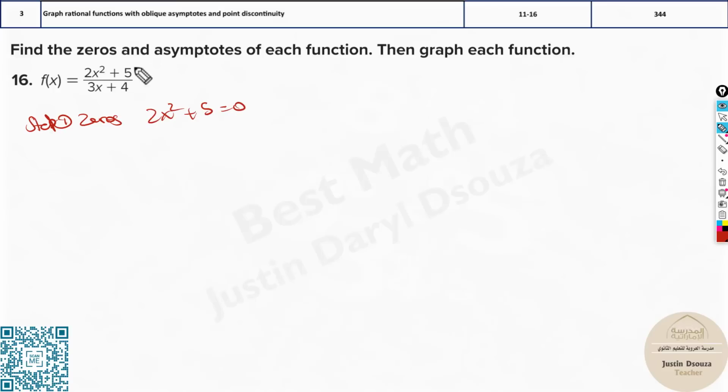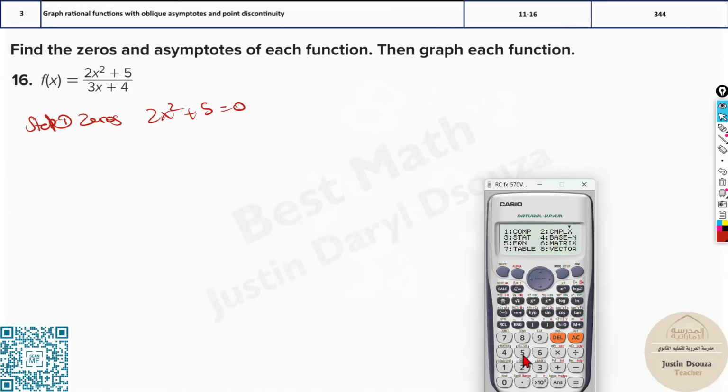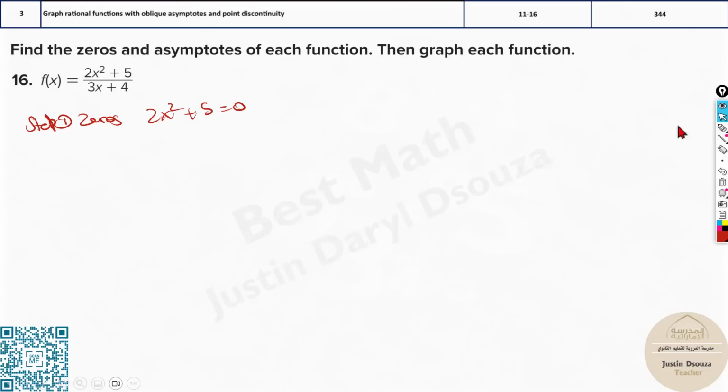What you can do is do it in the calculator mode 5 3. I'll show you again. Mode 5 3 and put in the coefficient 2. But there is no x term, so it's 0. And lastly, we have 5. So what's the answer? i. So from there, we can directly tell no real zeros.